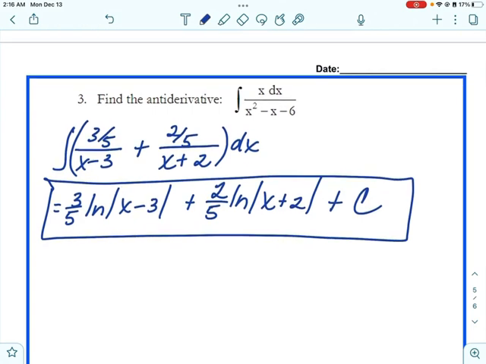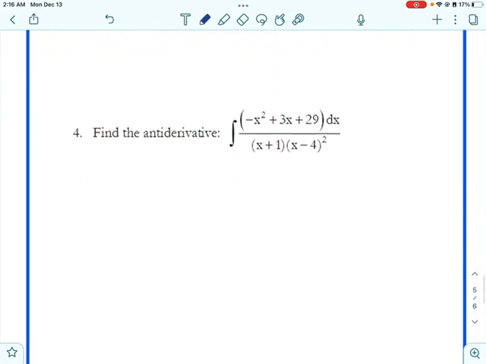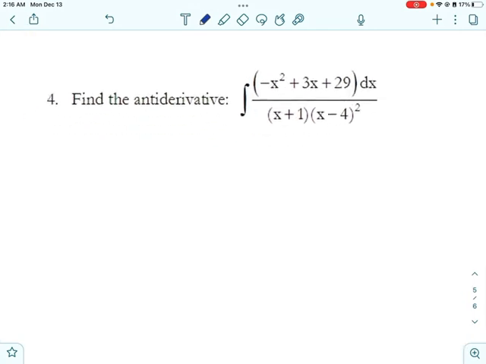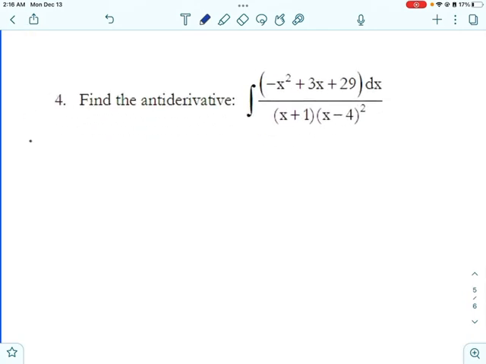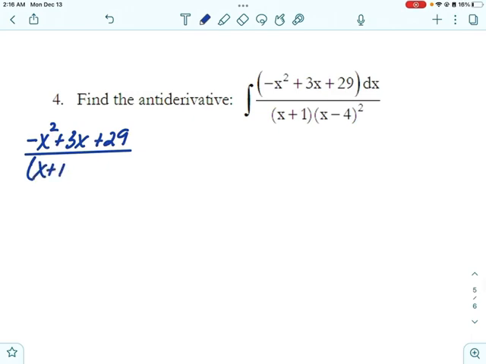Okay. All right. Let's look at the next one. So the next one is a little longer, so I'm going to take the time to go through this. We're going to set this up. We have negative x squared plus 3x plus 29, and that's all over, and I have this in factored form already. X plus 1, and then I have x minus 4, the quantity squared.